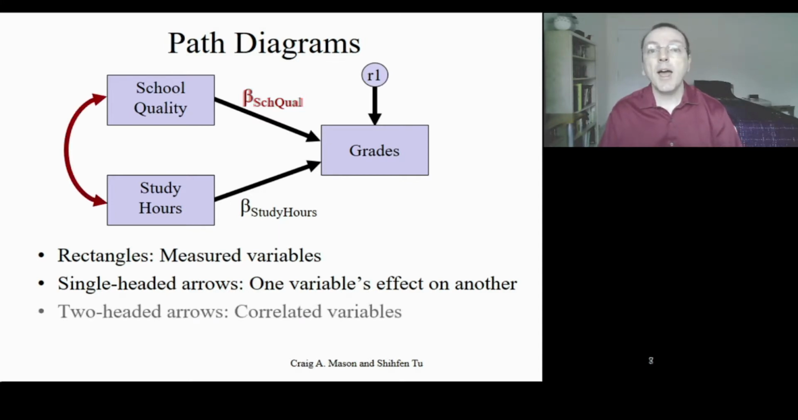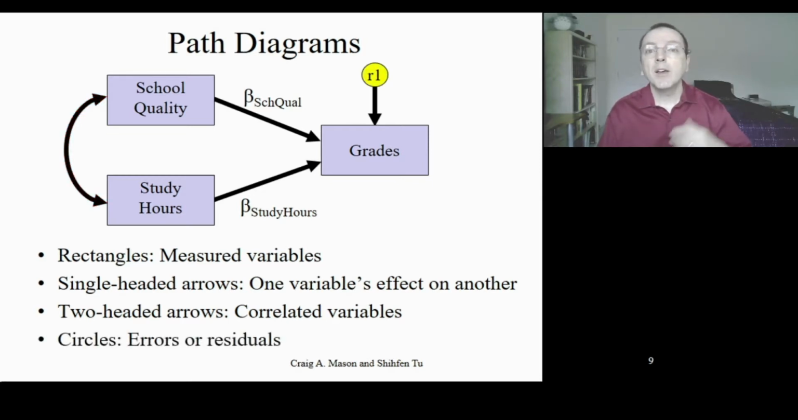Now, we also have two-headed arrows to indicate that two variables are correlated. They're related to each other, but neither one is seen as a predictor of the other. In this case, our model says that our two predictor variables, school quality and study hours, are correlated.